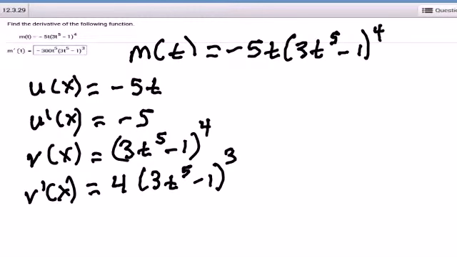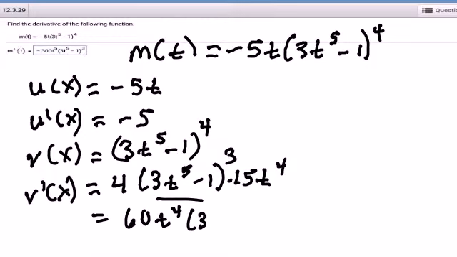Bring down the 4. 4 minus 1 is 3. And then we have to do the derivative of what's inside. So that would be times 15t to the fourth power. And 15 times 4 is 60 t to the fourth, times 3t to the fifth minus 1, all cubed. So we have everything we need.